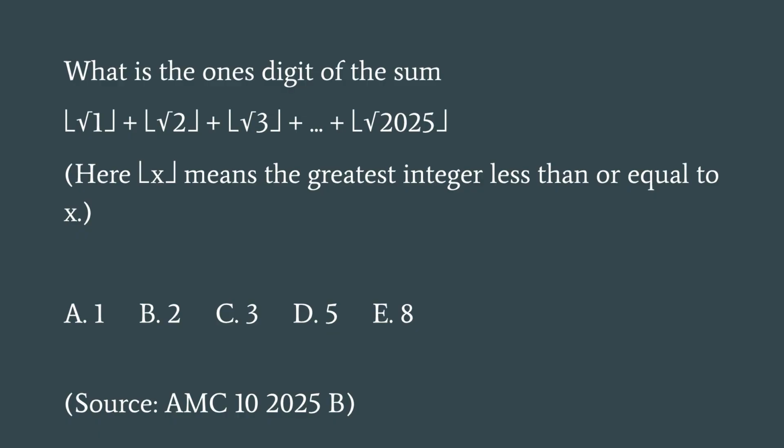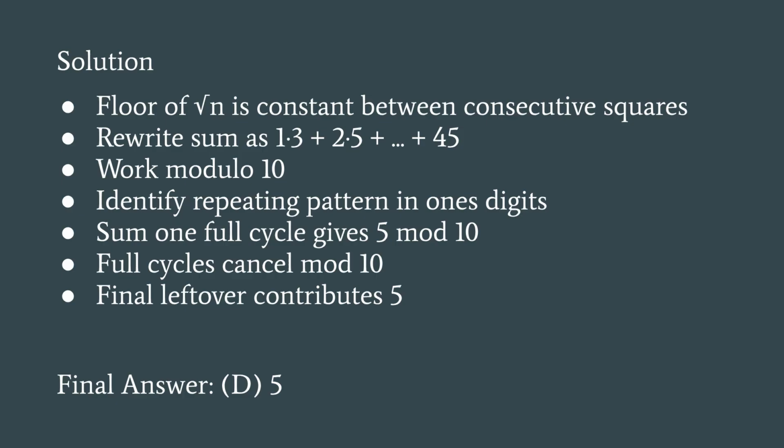This is a problem where we need to group numbers by intervals where the floor of the square root stays constant, rewrite the sum as block contributions, and compute the total modulo 10 using repeating patterns. Pause the video here if you'd like time to solve the problem yourself. Now let's go through the solution.